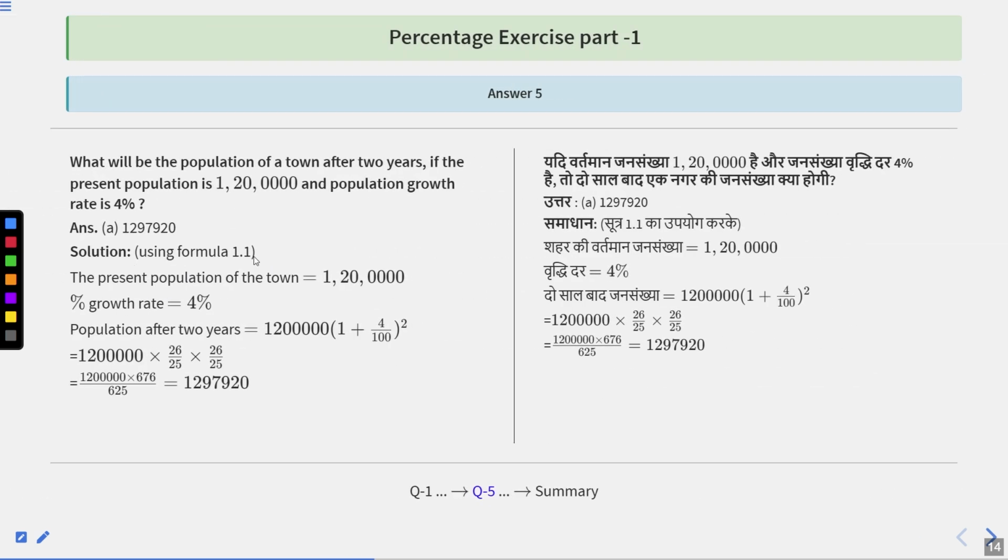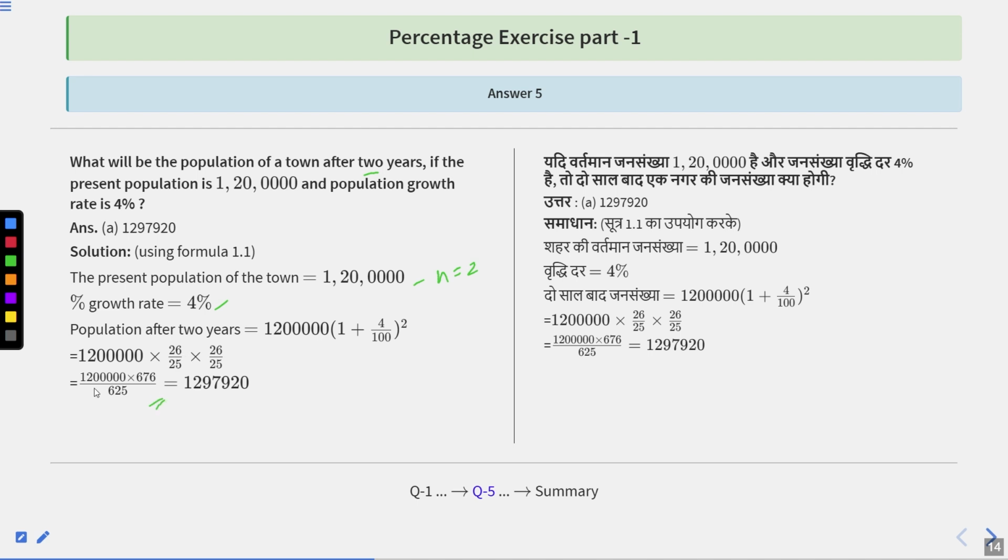So we are going to use formula 1.1, that is, population after n years is going to be present population into 1 plus r upon 100 raised to power n. Here the present population is 12 lakh, rate of growth is 4%, and number of years is 2, that is, the value of n is 2. So using that formula, population after 2 years is going to be 12 lakh into 1 plus 4 upon 100, where 4 is the rate of growth and 2 is the number of years. So that is 12 lakh into 26 upon 25, because 1 plus 4 upon 100 becomes 26 upon 25, and it was power 2. That is why we have written it 2 times, 26 upon 25 into 26 upon 25.